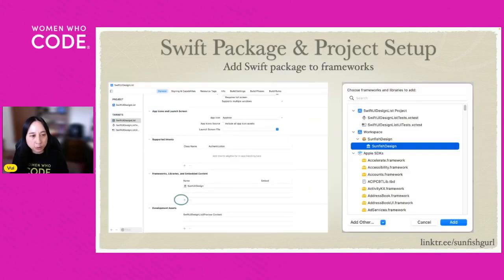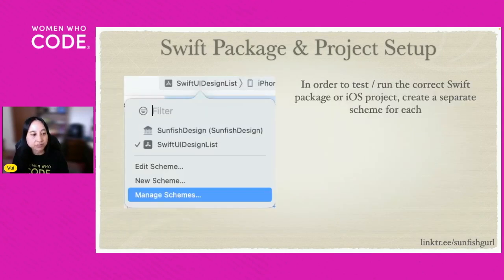Next, you want to add your Swift package to your frameworks. You do that by selecting your workspace in the targets list, and then in the general window, tap on the plus sign under frameworks. Then select your Swift package in the frameworks window. If you do all this correctly, your Swift package should now appear in your list of frameworks. And then in order to test or run the correct Swift package or iOS project, make sure to create a separate scheme for each of them.